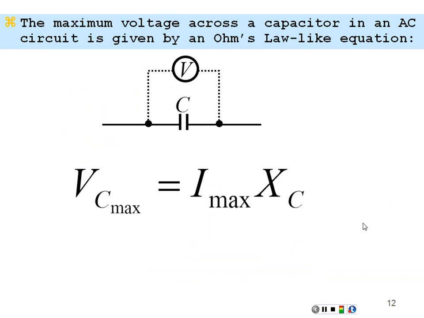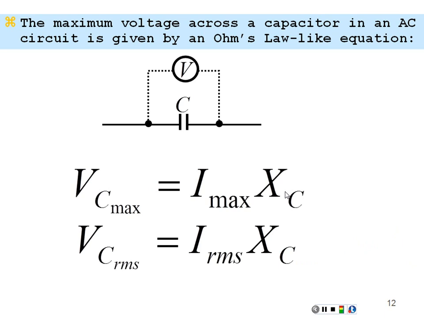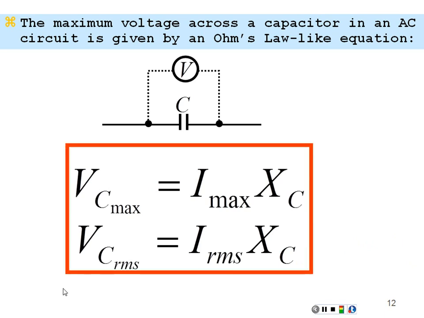The maximum voltage can be related to the maximum current in the circuit in a capacitor by: the maximum capacitor voltage is equal to the maximum current times the capacitive reactance, and same thing for the RMS. The RMS voltage across a capacitor is equal to the RMS current times the capacitive reactance, in an Ohm's law-like relationship. But again, we must note that the maximum current and the maximum voltage are not occurring at the same time. They are 90 degrees out of phase. The current comes first and then the voltage.